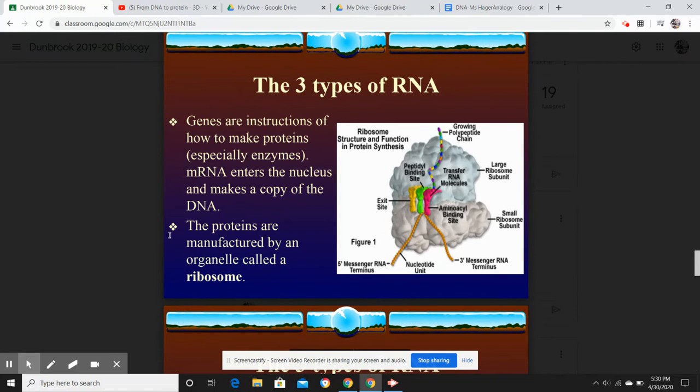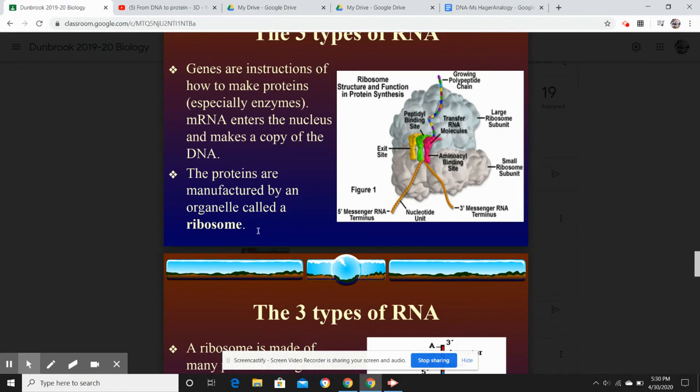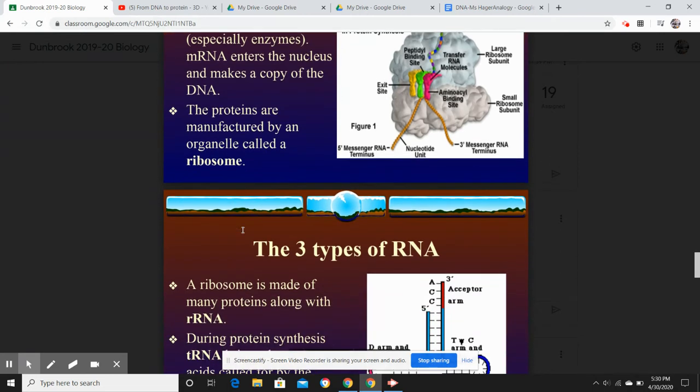Here we go. As you know, genes are just sections of DNA in the nucleus that are instructions on how to make proteins, mostly enzymes. Messenger RNA enters the nucleus and makes a copy of the DNA. Remember, messenger RNA can come in and out of the nucleus because it's smaller, it's only single-stranded. The proteins are manufactured on an organelle called the ribosome. So this would be out in the cytoplasm, out of the office, if you will. This would be kind of maybe like the library in the school building.